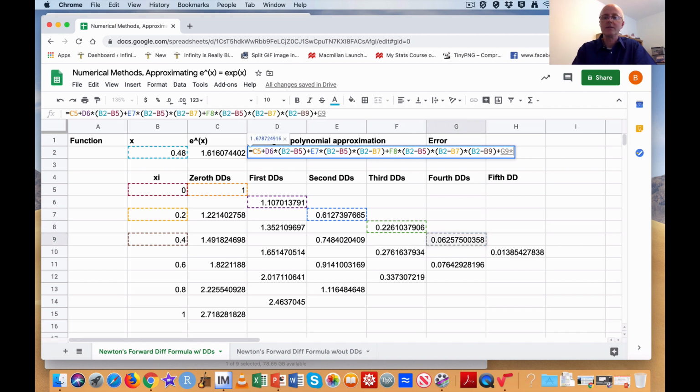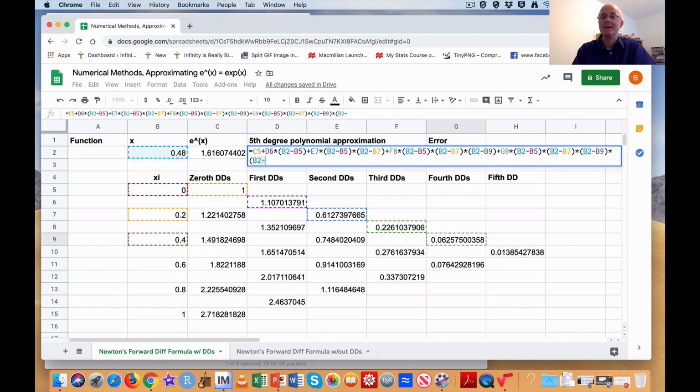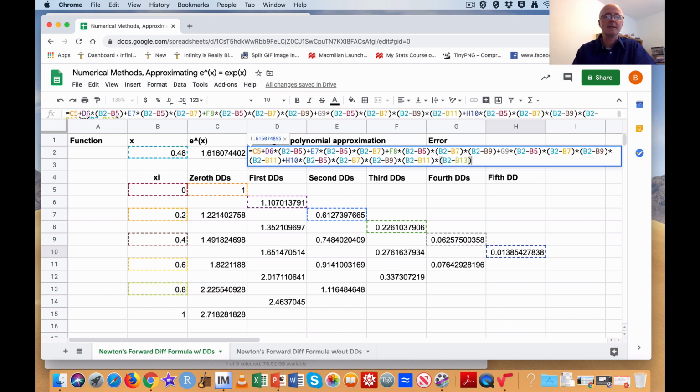Plus the fourth divided difference times x minus x0 times x minus x1 times x minus x2 times x minus x3. Just one more term, plus the fifth divided difference times x minus x0, etc. I'll just try to type as fast as I can here. One more term there. Yes, and you can see the answer is about 1.616.